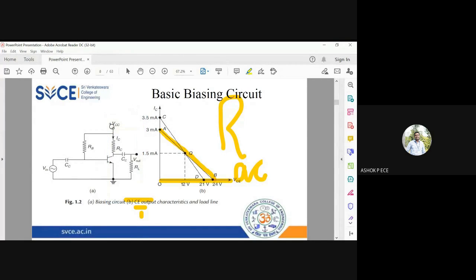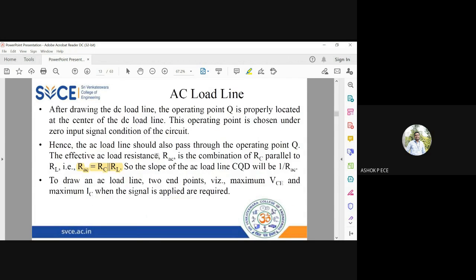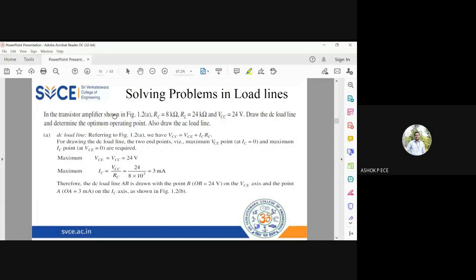See this diagram, it's a common emitter amplifier. You have VCC, RB, RC, RL. So I have three resistors connected and I have VCC. For this circuit, we are going to find out the operating point. So keep this circuit in mind and see the values given. For the circuit shown in 1.2.1, RC is 8 kilo ohm, RL is 24 kilo ohm, and VCC is 24 volt. So these are the values given for the resistances, RC, RL, and VCC.